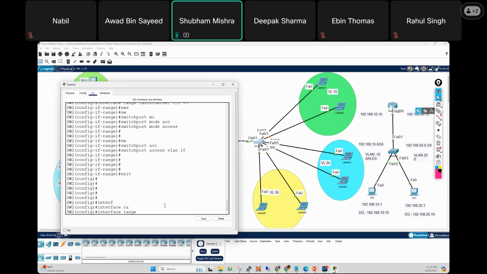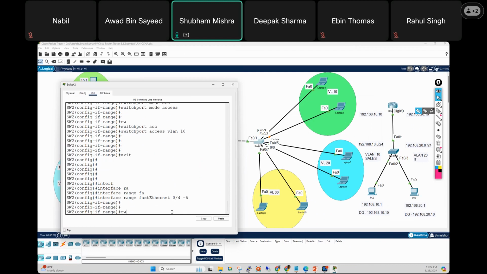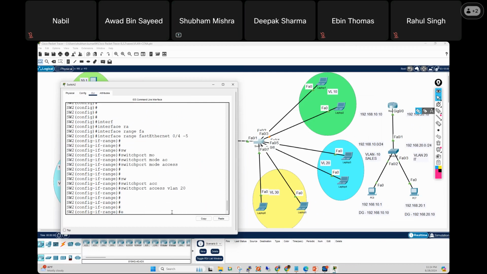Interface range FastEthernet 0/4 and 5. Switchport mode access. Switchport access VLAN 20.